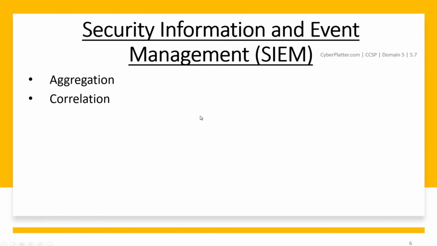Okay? The next one is correlation. This is also another core functionality provided by SIEM solutions, and it is the ability to identify and connect common attributes amongst separate data sources in order to provide useful information. That means SIEM tools enable event correlation that connects the dots between separate events to identify patterns. Okay. The next goal is alerting.